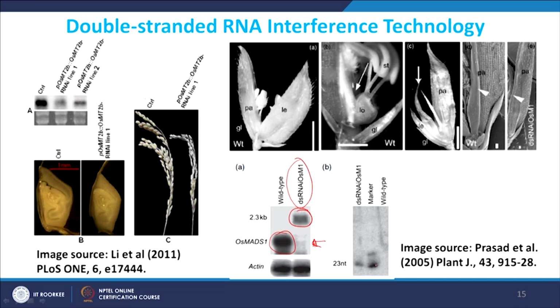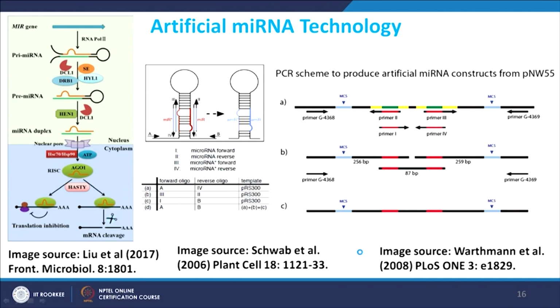Not only that, if you go and do a very special northern blot, you can detect small siRNAs as well. So, these are the small siRNAs which is not present in the wild type, but it is present in the RNA interference line. So, this has been very extensively used to down regulate many of the genes.